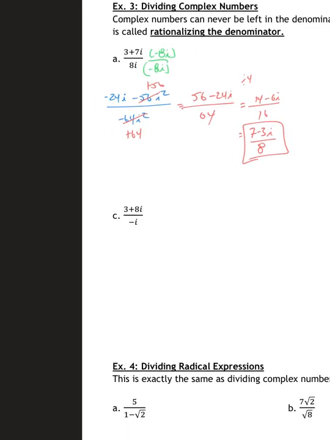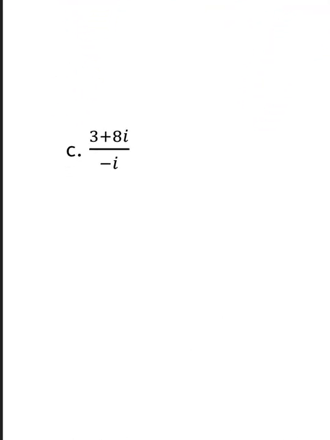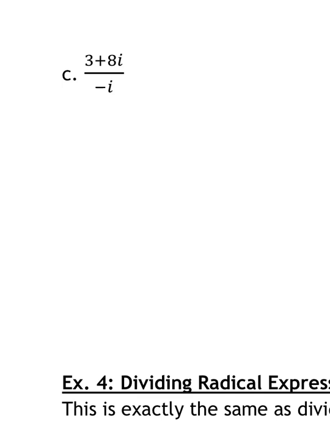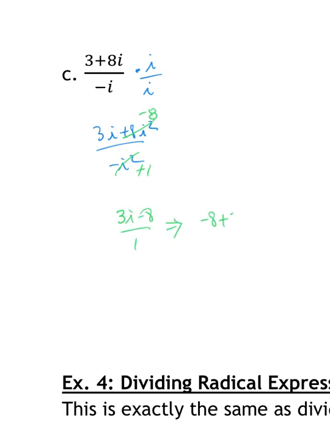All right, let's look at a couple more. So 3 plus 8i divided by negative i. So I'm going to multiply this one by i over i. What you do to the bottom, you do to the top. So distribute that. So 3i plus 8i squared over negative i squared. Simplify. That becomes a minus 8. That becomes a positive 1. So 3i minus 8 over 1. That just reduces to negative 8 plus 3i. Write it in order and you are good to go.